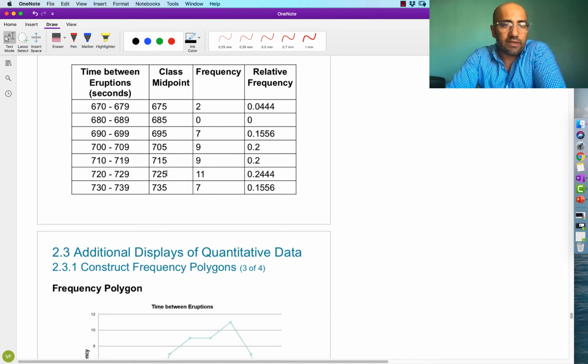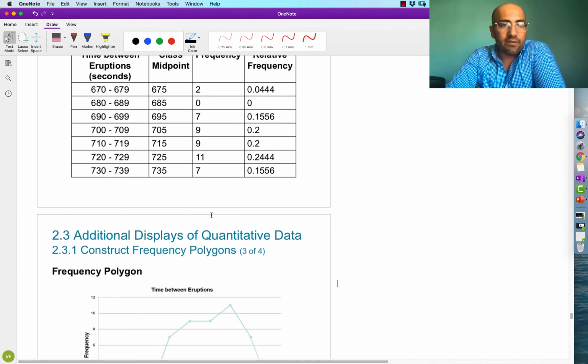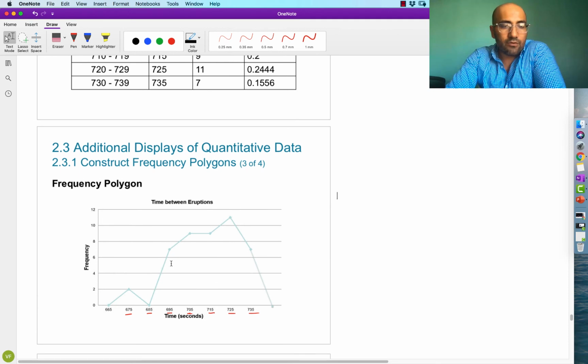675, 685, 695. Okay, and then above 675, we're going to go up to 2, since the frequency is a 2. Above the 685, we go up to 0. So that's why this goes up to a 2, then a 0. And then the next value is a 7, so 695 goes up to 7. This height is a 7. So that's how we get all these individual dots, right? It's the frequency above the class midpoint. And then finally we connect all of those dots with little line segments.